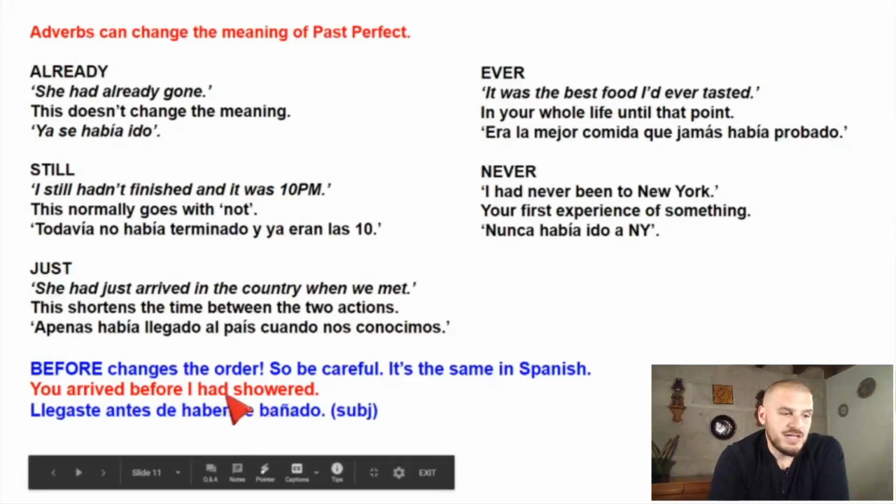Normalmente pensaríamos que had showered, por ser de past perfect, era antes, ¿no? Pero como le pusiste un before, ya cambiaste el orden. Llegaste antes de haberme bañado. So, before I had showered.